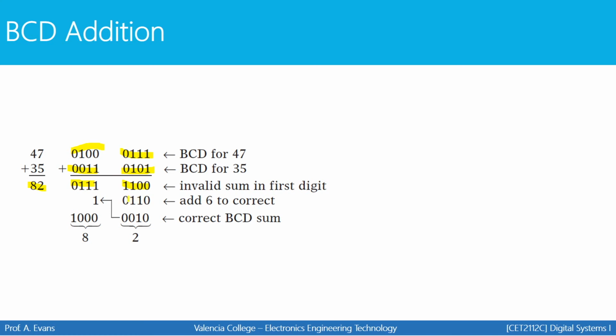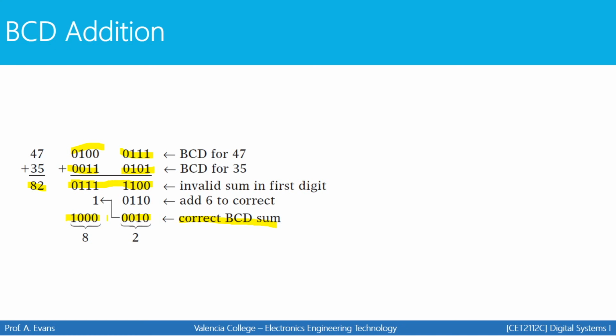Add 6 to correct. If you take this number right here and add 0110 to it, you'll end up with 1000, which is 8, and then 0010, which is 2, which is a correct BCD sum. Your answer should be two groups of 4, where the first group represents 8 and the second represents 2. We didn't get that when we added together, so then we add 6 to that answer so that we will. That will always correct it.